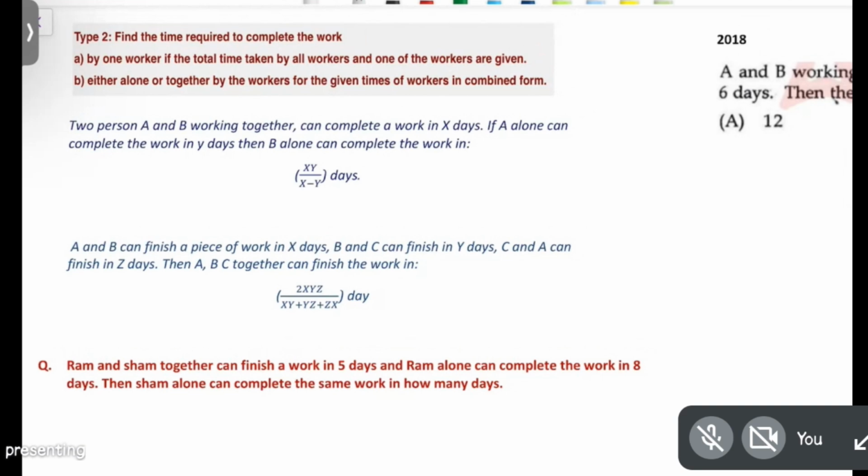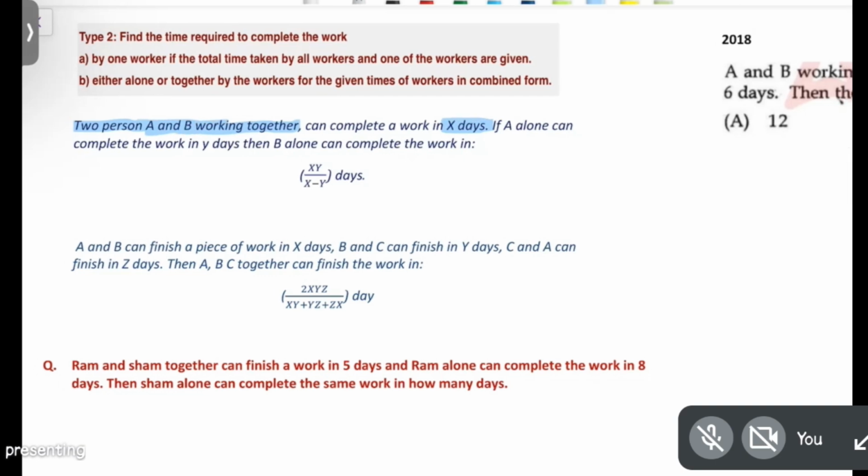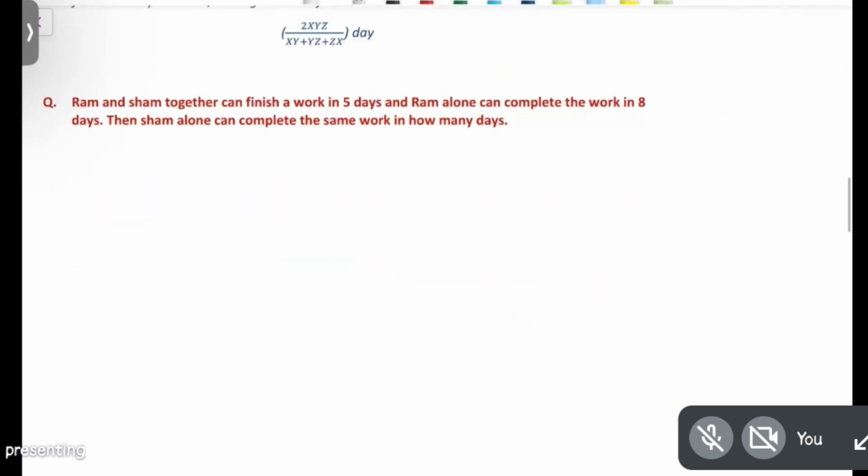Type number 2 is this. Two persons, A and B, working together can complete a work in some number of days, and one of them can complete the work in some number of days. Then you also find how long the other one takes to complete the work. You can understand this better when we do a question, so I'll start with this question.